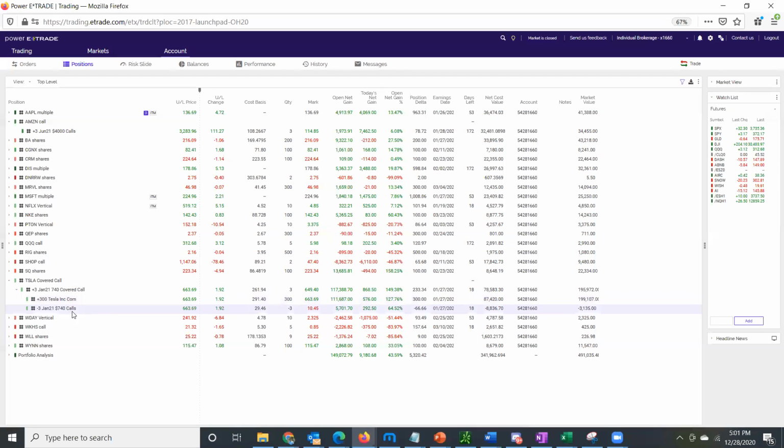Now this guy sold this January 21, 740 call at what price? 29.46. When he sold it, that means he shorted this call. That means he wanted Tesla to not go above 740. So he sold at 29.46. Right now the premium is 10.4. The green means he's making money because Tesla is still at 660, so the call is losing its premium.